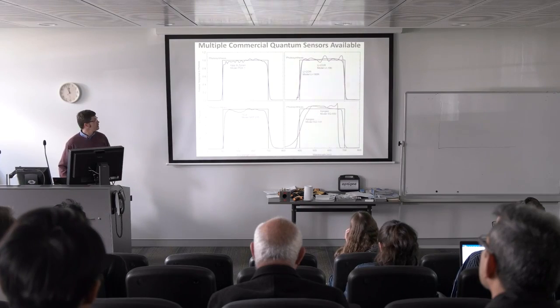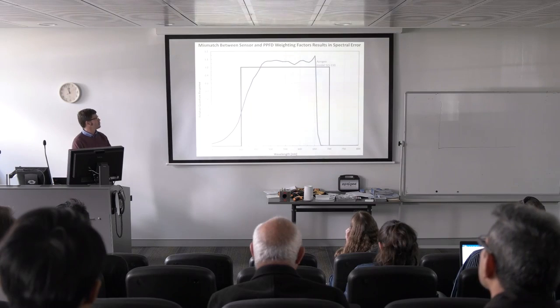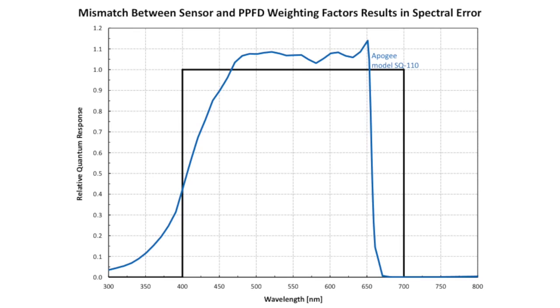So to better illustrate that, let's just take an example. And so you can see here's the spectral response of the Apogee model SQ110. This is the traditional Apogee quantum sensor that's been available for several years. And you can see that it's not a great match to our definition of photosynthetic radiation. That we measure some of the UV. It's not as sensitive to the blue as it needs to be. And it misses some of this red radiation out here when we get close to 700.